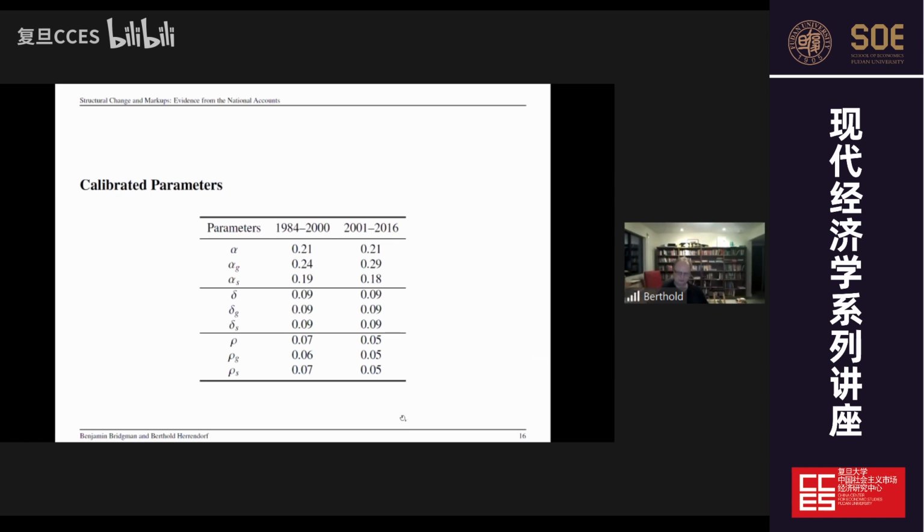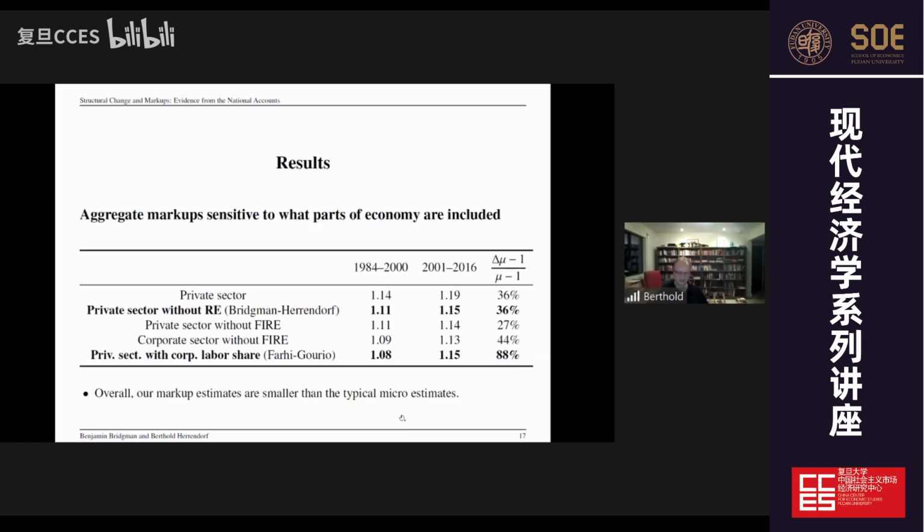Results. So we'll do this whole thing for the private sector. Our preferred one is to take real estate out. We also take FIRE out. We take the corporate sector without FIRE. And then Farigurio do a goofy thing. They take the private sector with the corporate labor share, for some reason I don't understand. 84, 2000, 2001, 16. So our benchmark number is 11%.